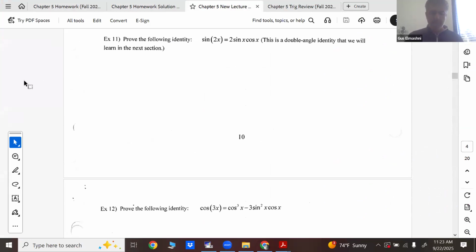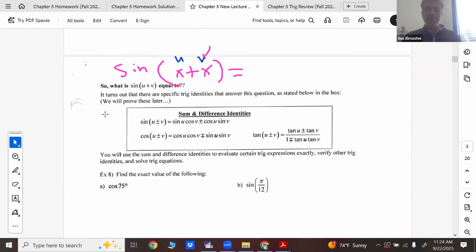I kind of threw you guys in the deep end with number 12 on Thursday. What we could do is this. I won't give you this identity, but you can verify it using the sum formula. You'd agree that's a true statement, right? Sine 2x is sine x plus x. And if you call this u and v, and go up to the top of these notes, see that formula for sine u plus v? It's sine u cos v plus cos u sine v.